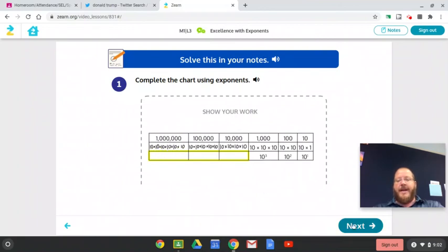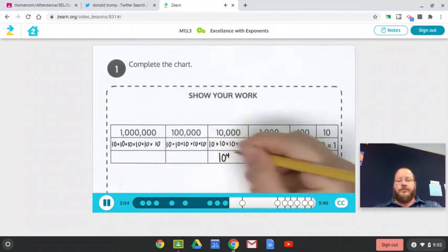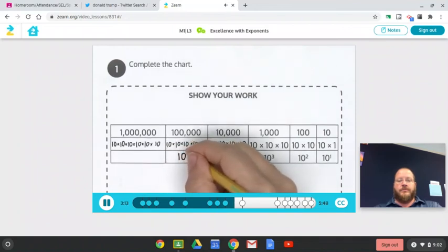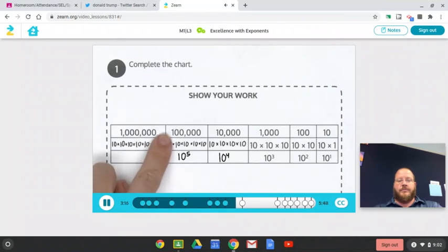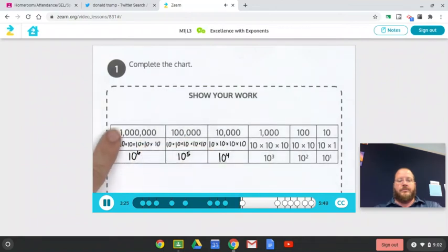However many times you multiply that number by itself, that's how you get the exponent. We multiplied 10 4 times to get 10,000. So 10 to the fourth power equals 10,000. We multiplied 10 5 times to get 100,000. So 10 to the fifth power equals 100,000. We multiplied 10 6 times to get 1 million. So 10 to the sixth power equals 1 million. Check your work.